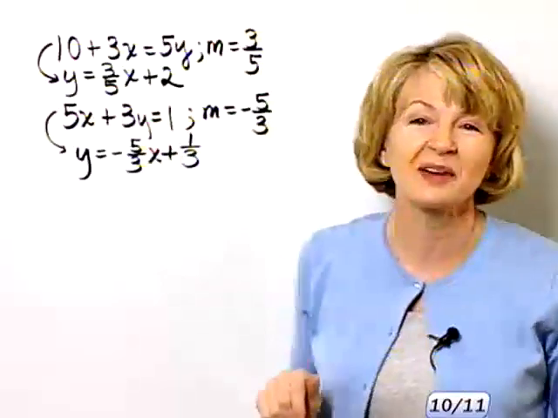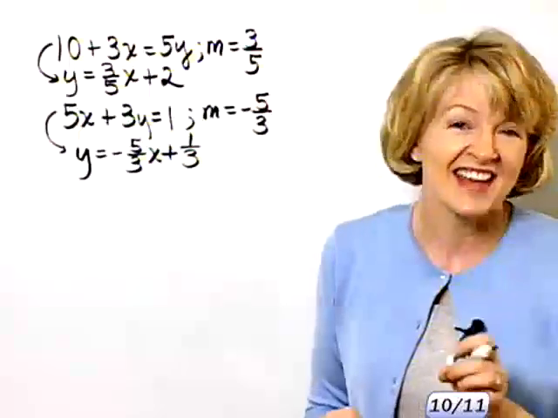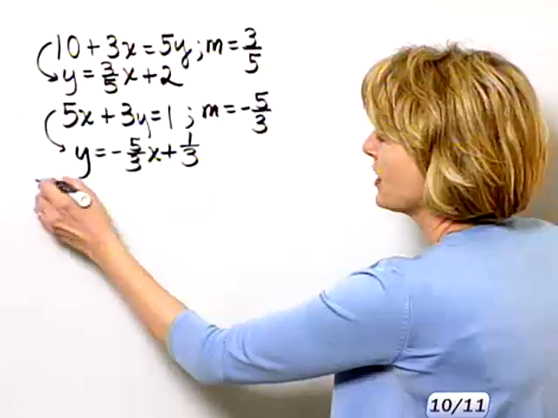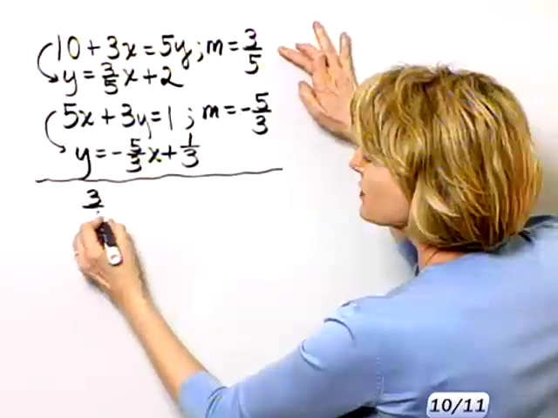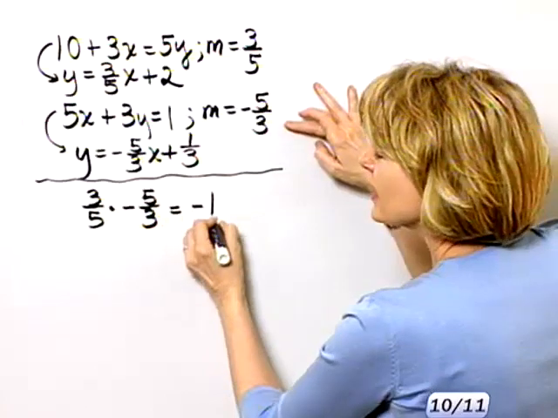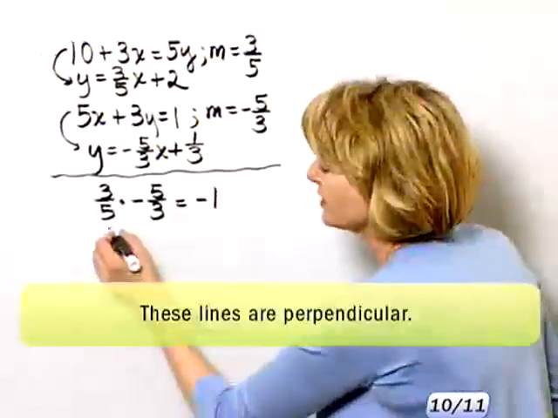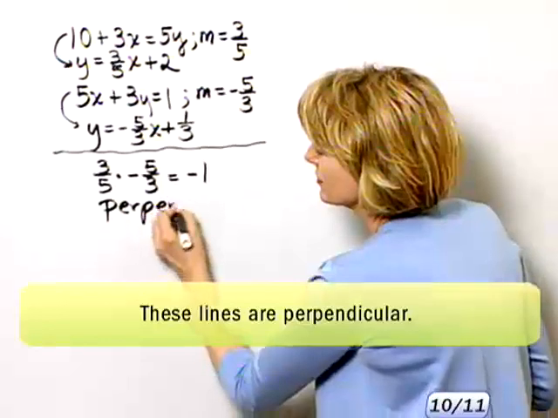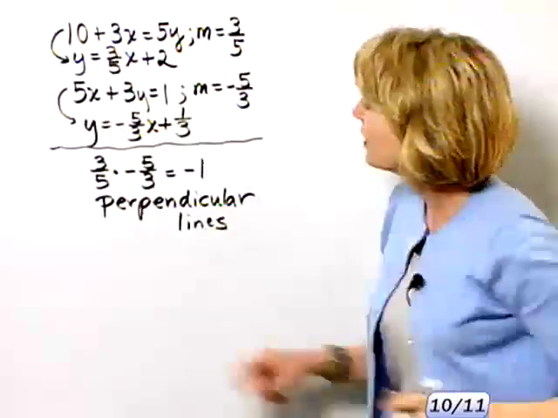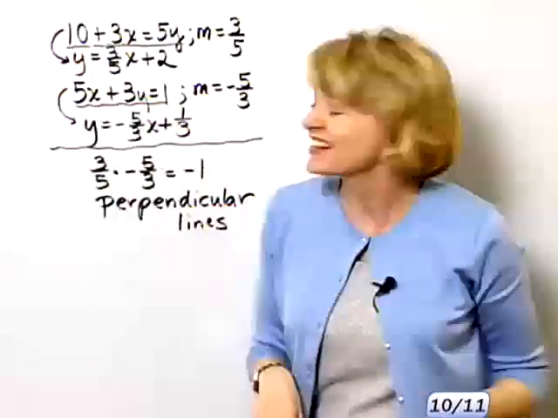Now, are these two lines parallel? The answer is no, because the slopes are not the same. Are they perpendicular? The answer is yes, because the product of these two numbers is -1, because 3/5 times -5/3 is -1. We know then that these two lines are perpendicular lines. All right, so the graphs of these two lines happen to be perpendicular lines.